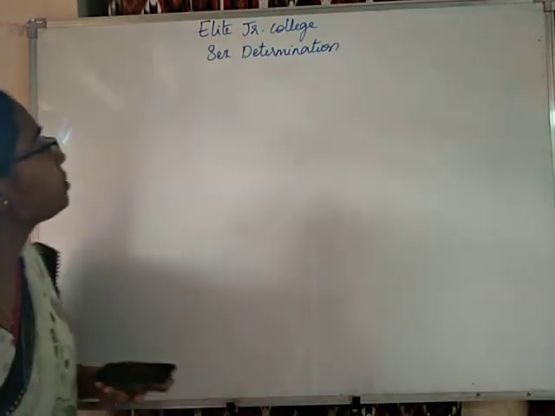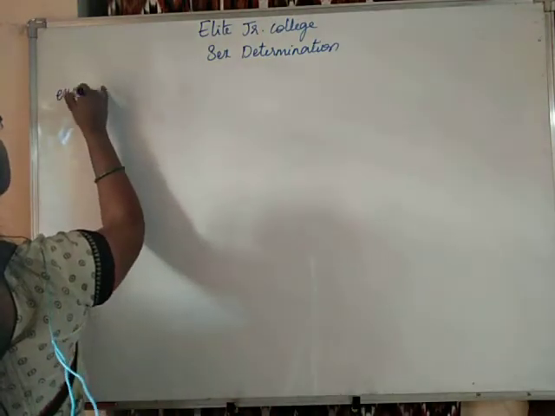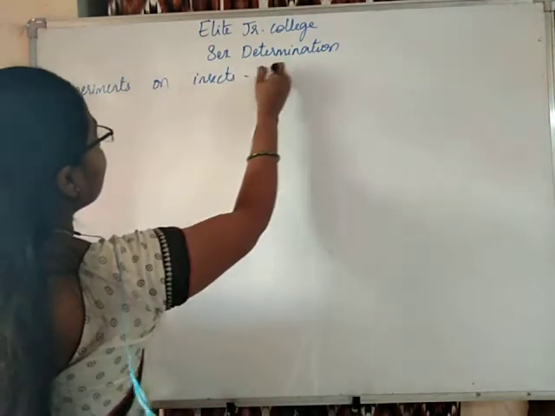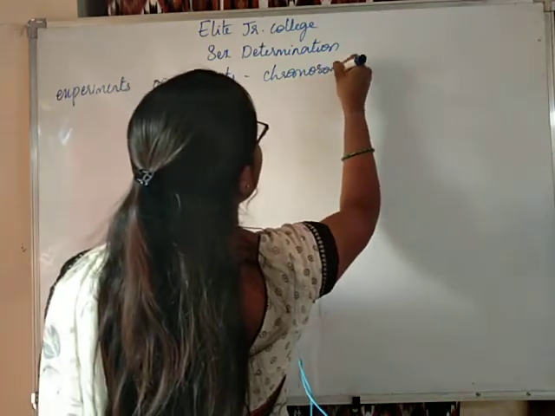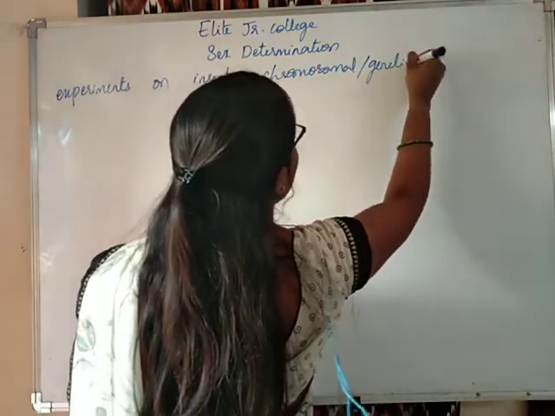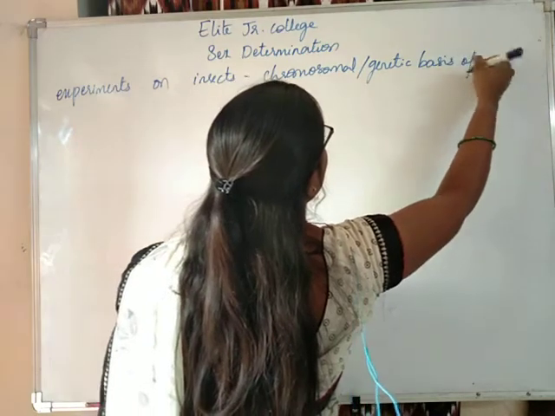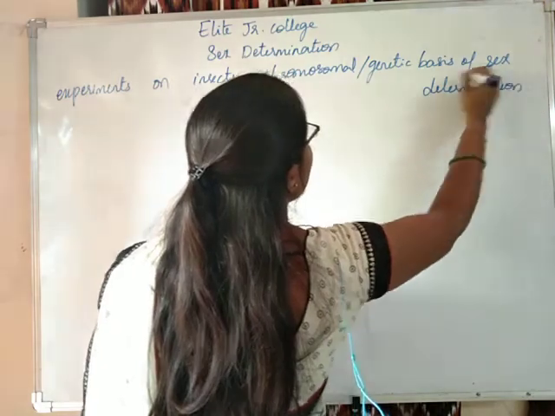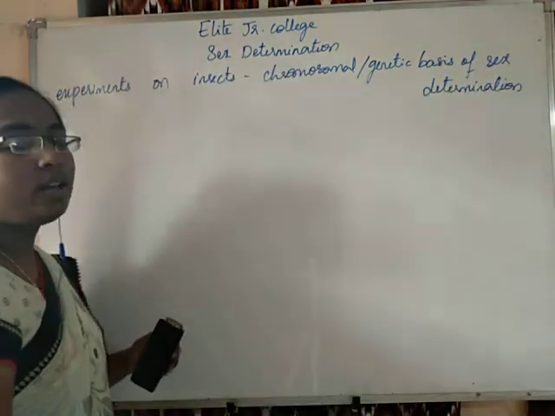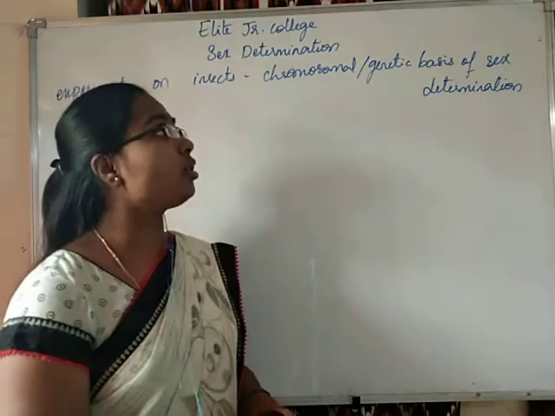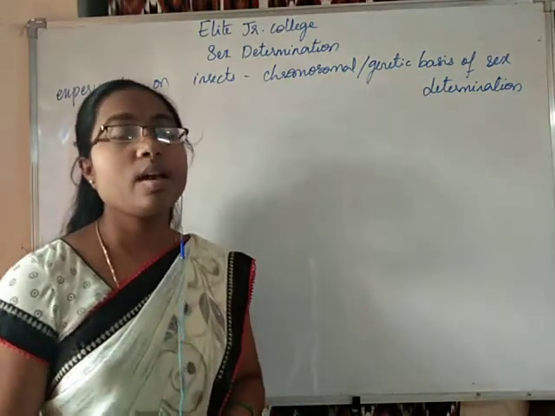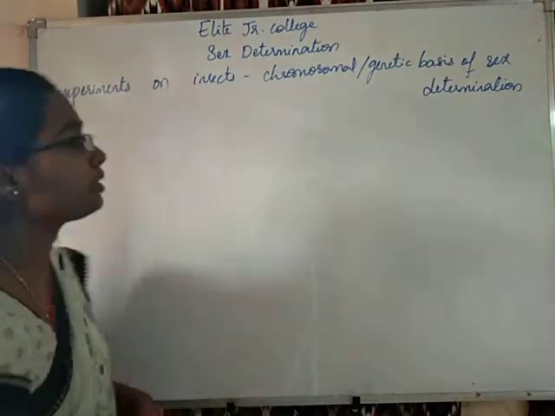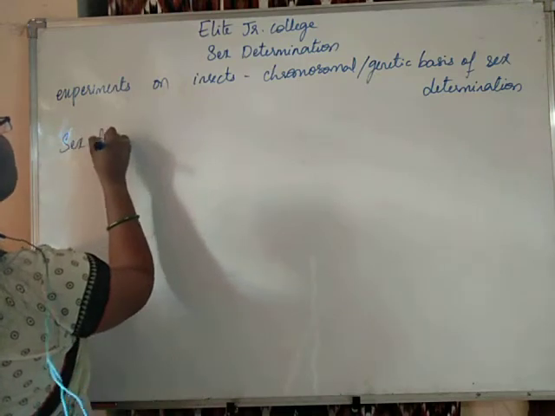Experiments performed on insects have revealed the chromosomal or the genetic basis of sex determination. Here students, this chromosomal or genetic basis of sex determination is because of the presence of sex chromosomes in the individuals.